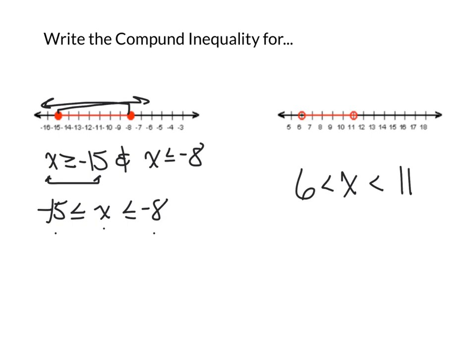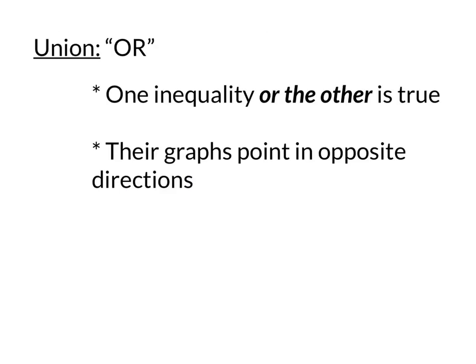So this would be our compound inequality. The second kind of compound inequality is called a union. And that's when one inequality or the other one is true. So that important word is "or." Their graphs are going to point in opposite directions. So instead of overlapping each other, they're going to point in opposite directions.